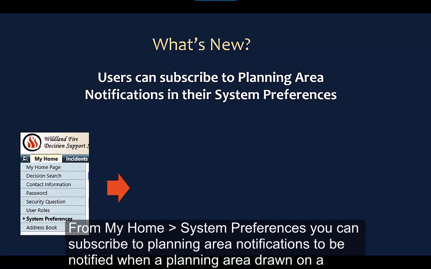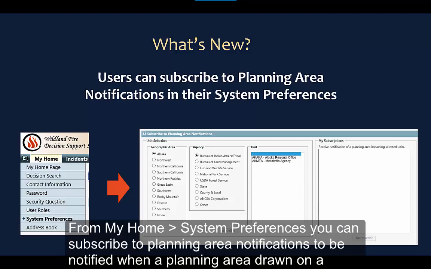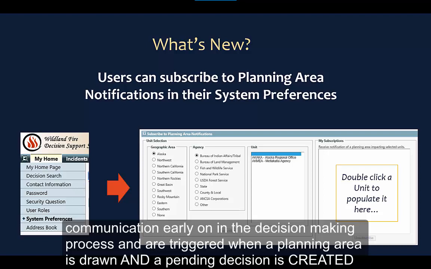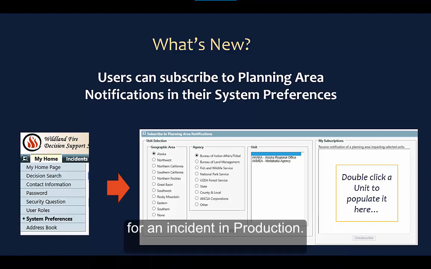For My Home System Preferences, you can subscribe to planning area notifications to be notified when a planning area drawn on a neighboring unit overlaps your unit. You can subscribe to as many units as you'd like. These notifications are intended to spur communication early on in the decision-making process and are triggered when a planning area is drawn and a pending decision is created for an incident in production.